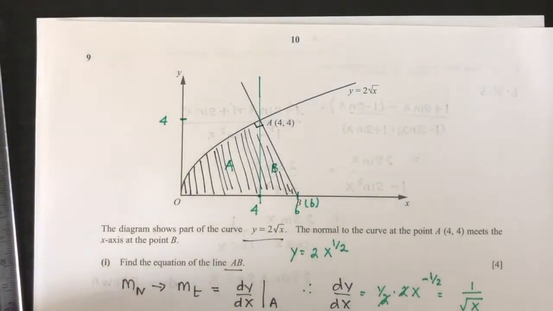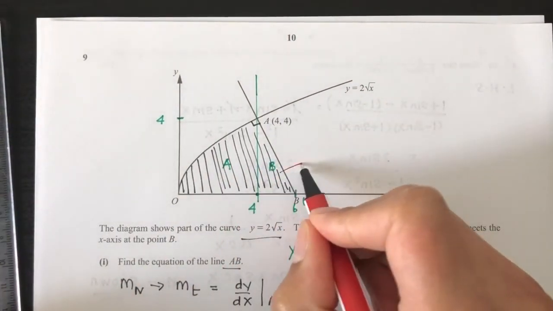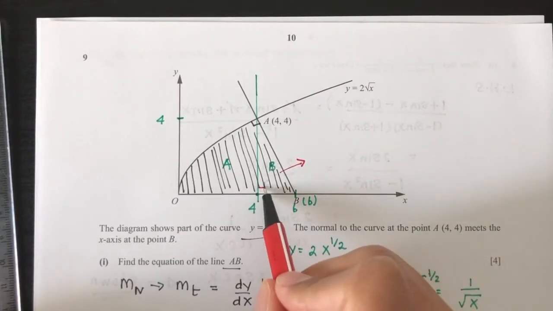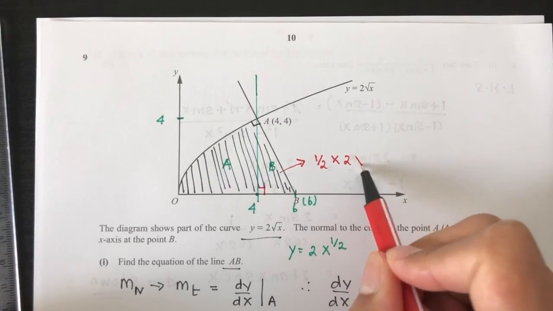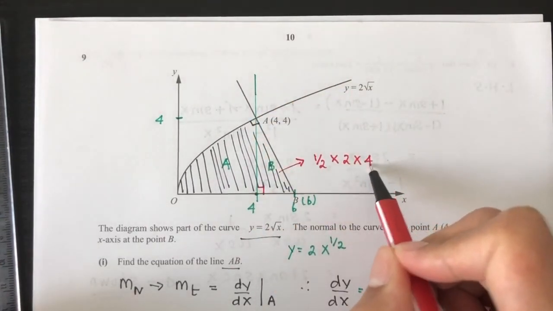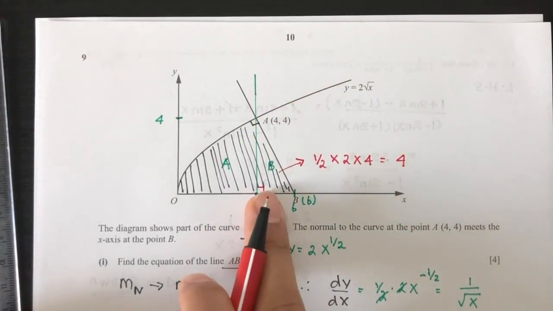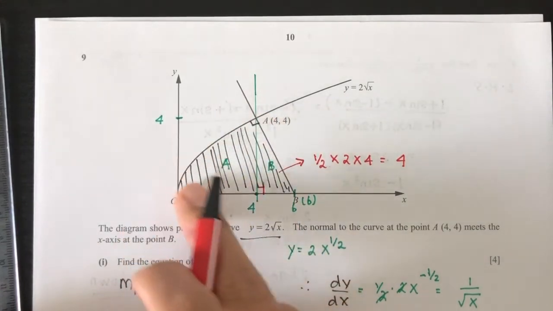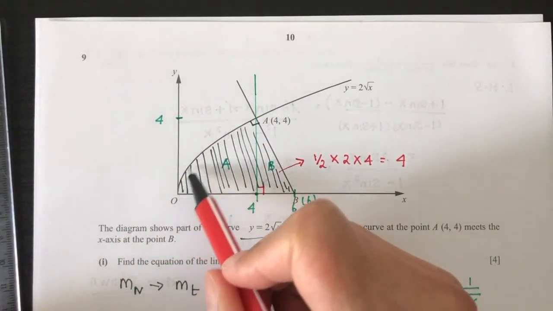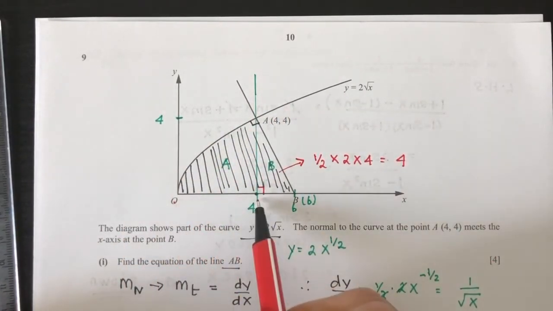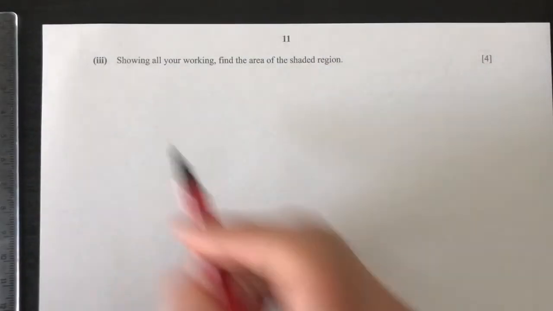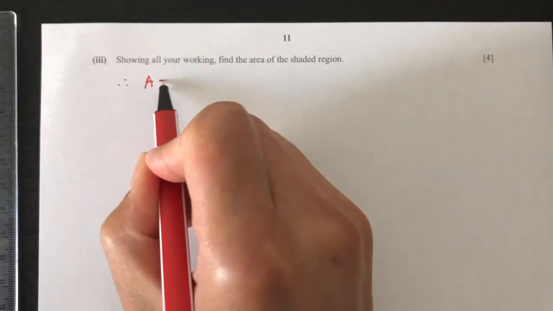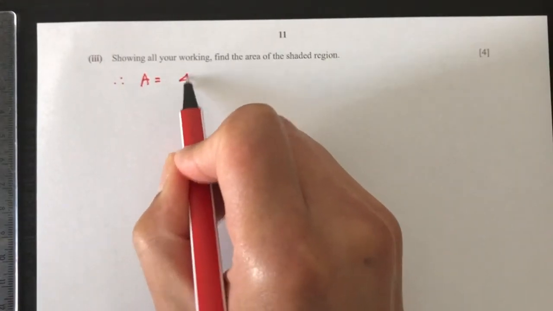Now what is the area of B? If you observe, area of B is simply the area of a triangle, half times base, which is 2, times height, which is 4. That should be 4 units squared for area of B. Now what is the area of A? Area of A is the area below the curve between 0 and 4 for this curve.